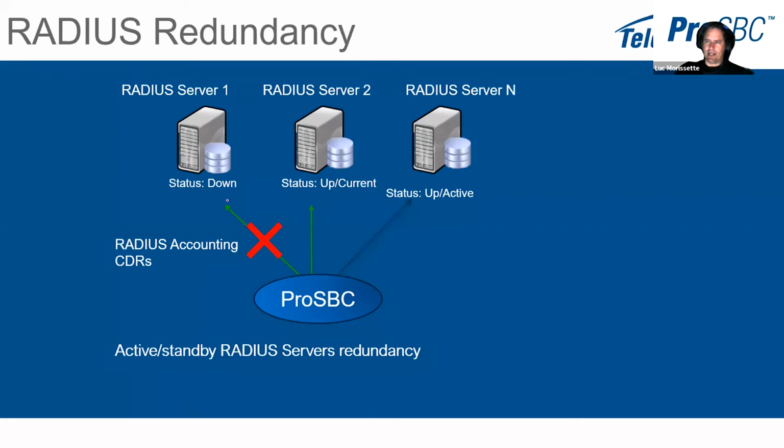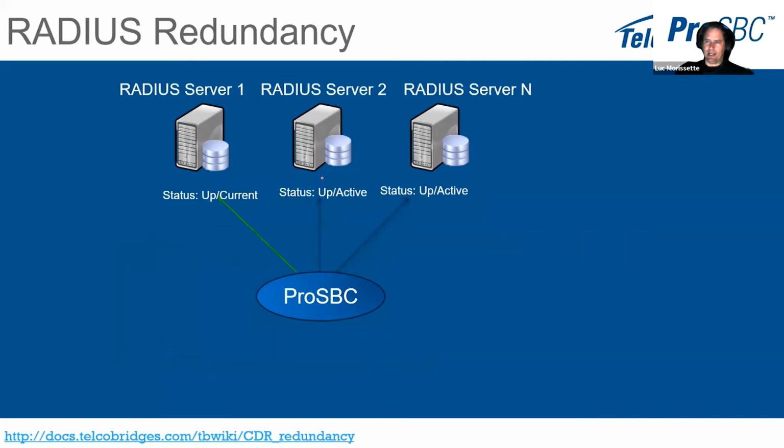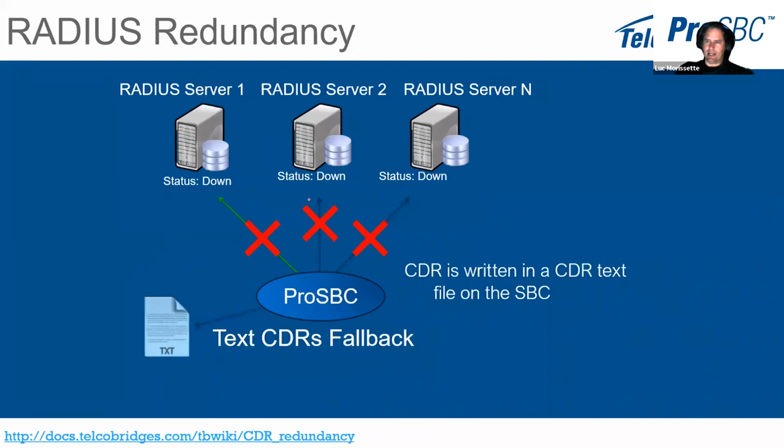Then we will stop sending to this RADIUS server and start sending or resend all the CDRs to this device. So we have some buffering that is done here on the SBC, and if we can't send them, all of them will be resent to the second RADIUS server. If ever they all come down and you have chosen to do text CDR fallback, then if the packets can't reach the RADIUS server, it will fall back and create some flat files on the system with all the data about the CDRs.